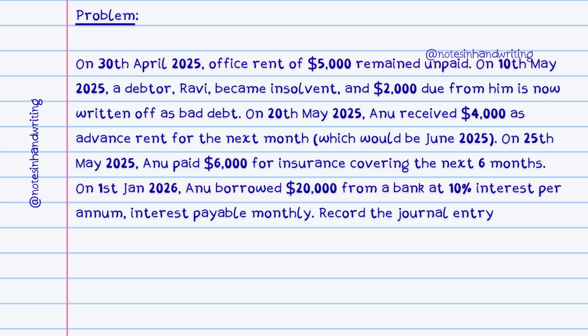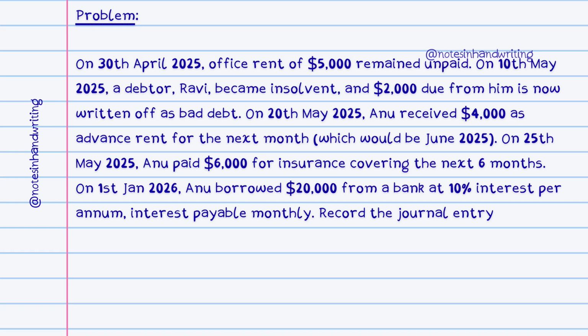On 20th May, Anu received $4,000 as advance rent for June. On 25th May, insurance of $6,000 was paid to cover the next 6 months. On 1st January 2026, $20,000 was borrowed from a bank at 10% interest per annum, with interest payable monthly.